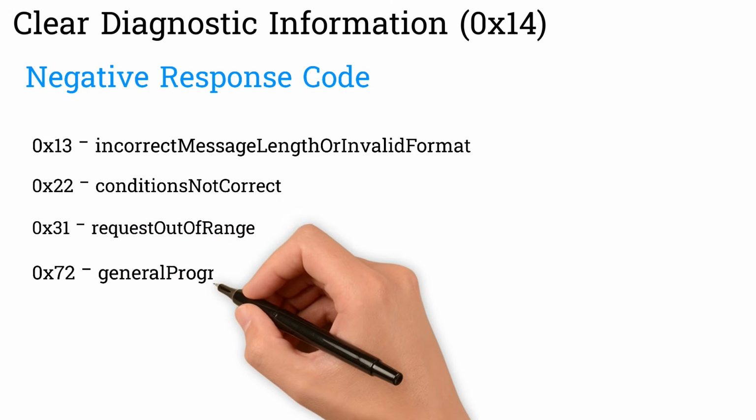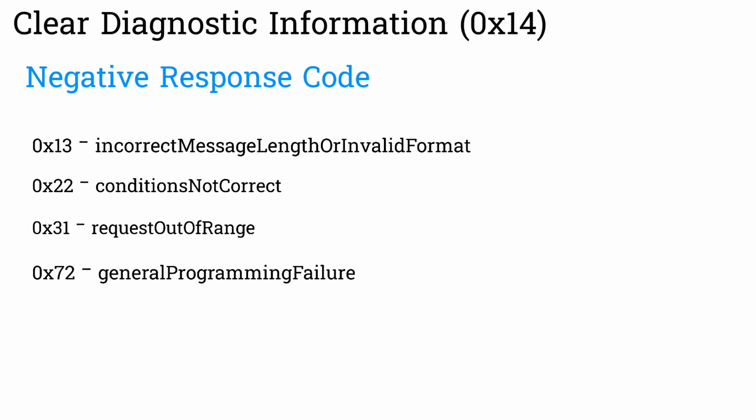NRC 72, general programming failure. Sent when the server detects an error while writing to a memory location.